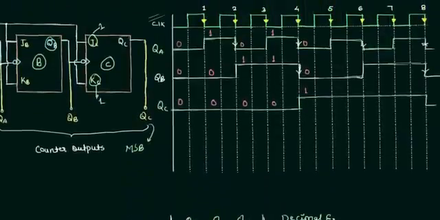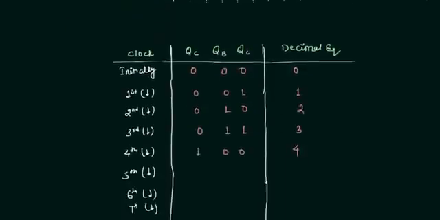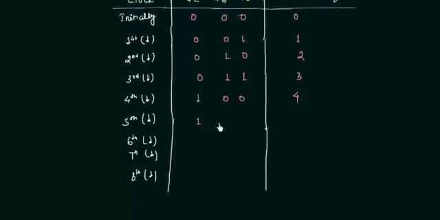Now for the 5th falling edge we will repeat the same procedure, 1, 0, 1. For the 6th I am having 1, 1, 0. For the 7th I have 1, 1, 1, and for the 8th I have 0, 0, 0. So I will quickly write down all these values. For the 5th I have 1, 0, 1, then 1, 1, 0, 1, 1, 1, and finally 0, 0, 0. This is the equivalent of 5, 6, 7 and 0.